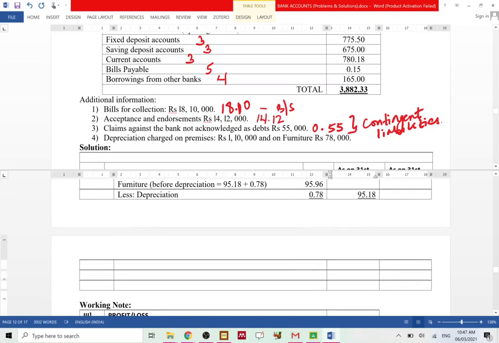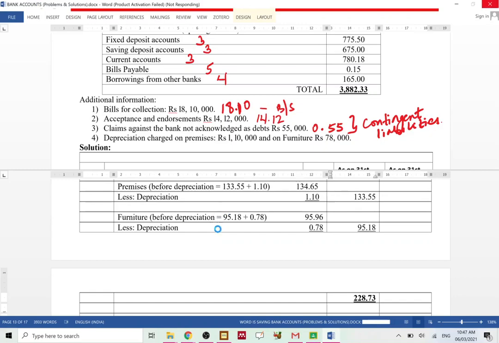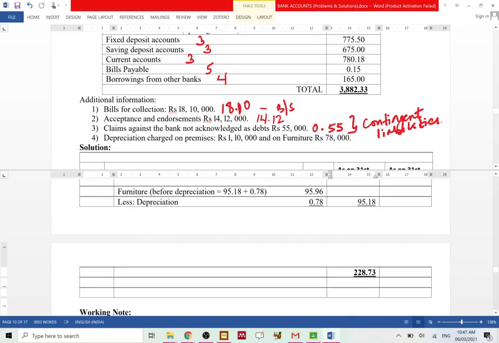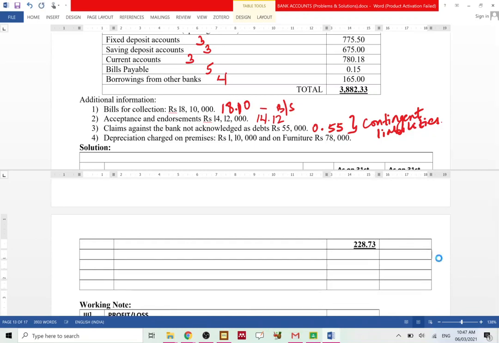So if you total these two up, that is 133 plus 95, you will get 228.73. This is the final total of fixed assets that we are going to take, or schedule 10 that we are going to take to the balance sheet. Is this clear? Okay, and the last one left before we move on to remaining working notes.